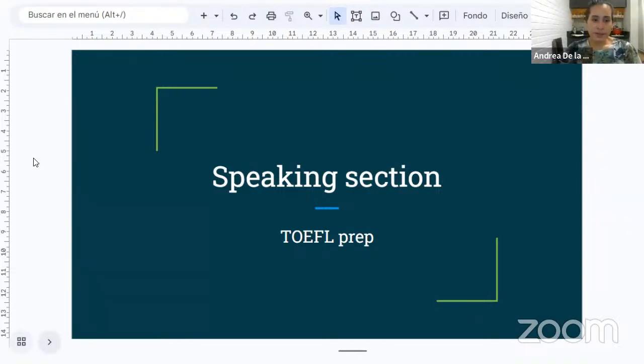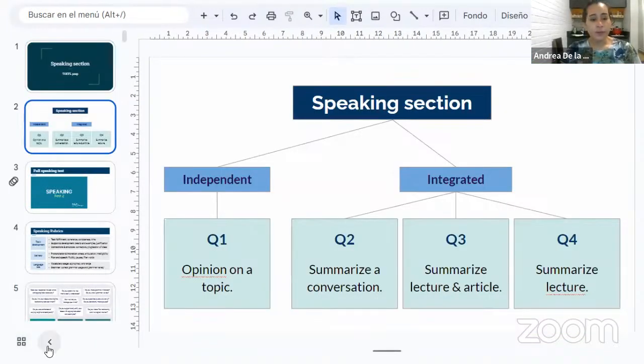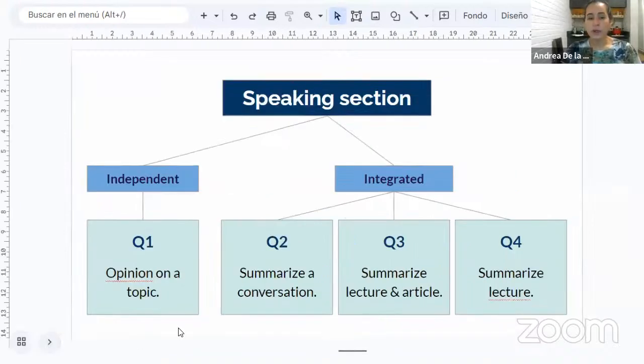As far as the speaking section goes, in terms of time, it's the shortest section. It's only gonna last 20 minutes, so it's gonna go by very quickly. Considering that you're gonna spend most of this time speaking, you won't even realize when it's over. And as for the score, like all of the other sections, this is over 30 points.